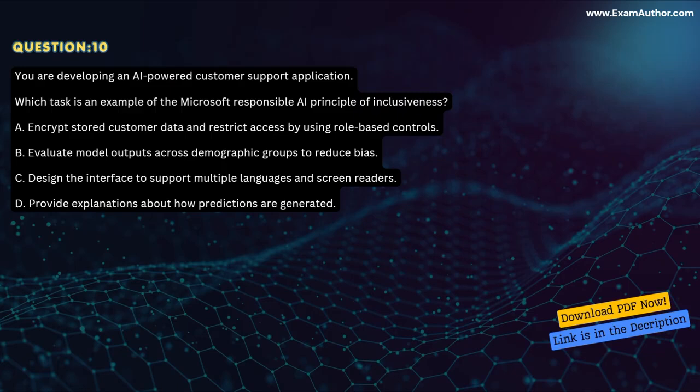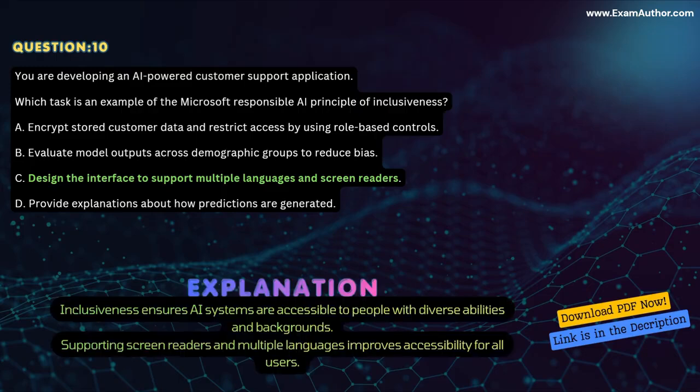C. Design the interface to support multiple languages and screen readers. D. Provide explanations about how predictions are generated. Answer C. Design the interface to support multiple languages and screen readers. Explanation. Inclusiveness ensures AI systems are accessible to people with diverse abilities and backgrounds. Supporting screen readers in multiple languages improves accessibility for all users.